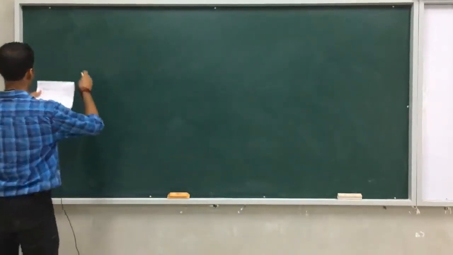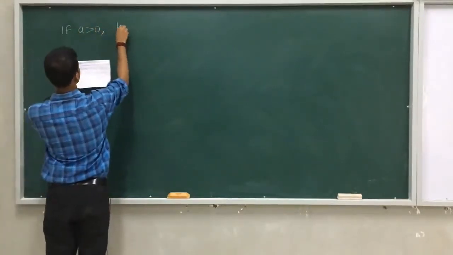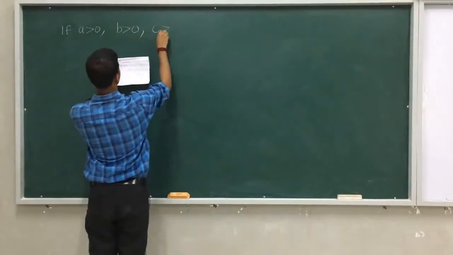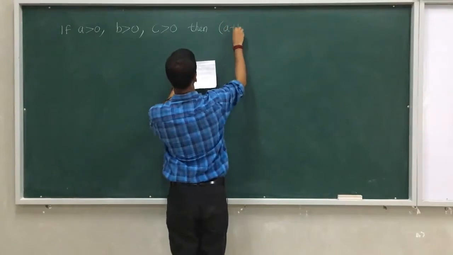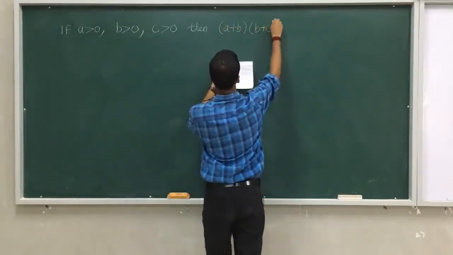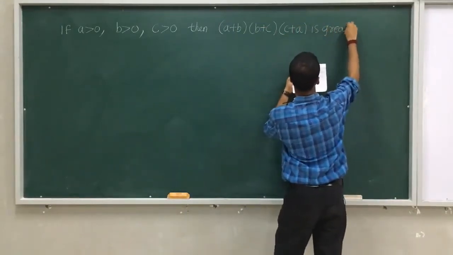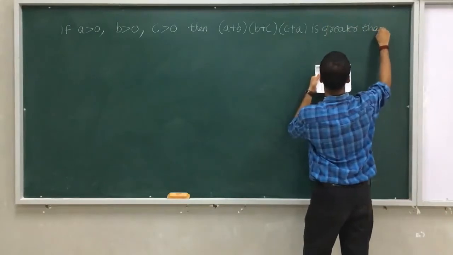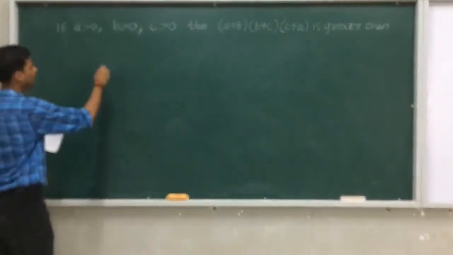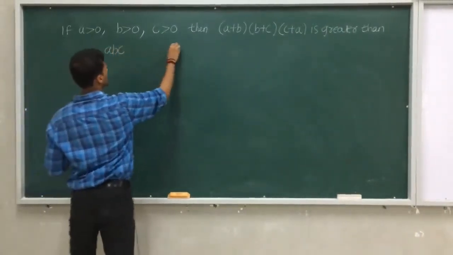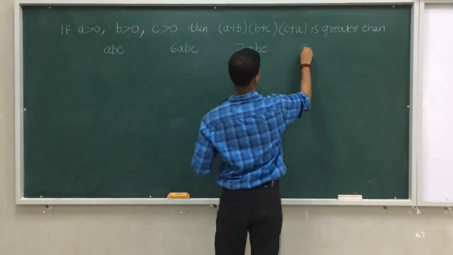In the next question they have told, if A is greater than 0, B is greater than 0, C is greater than 0, then A plus B, B plus C, C plus A is greater than. One similar question we have discussed. The options are ABC, 6ABC, 7ABC, 8ABC.